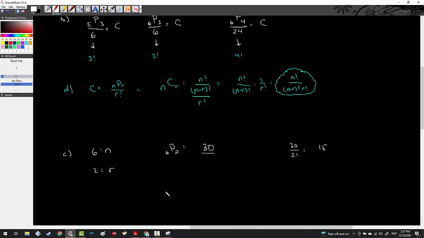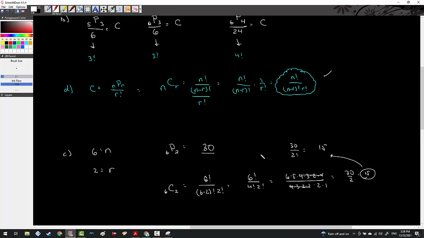So if I decide to do 6 combination 2, that would be 6 factorial over 6 minus 2 factorial times 2 factorial. That's 6 factorial over 4 factorial times 2 factorial. And if I was to expand this mathematically without a calculator, I would get 6 times 5 times 4 times 3 times 2 times 1 over 4 factorial, which is 4 times 3 times 2 times 1, times 2 factorial, which is 2 times 1. The 4 factorials cancel each other out, and I get 30 over 2, getting me 15. So this combination formula is where things are at.